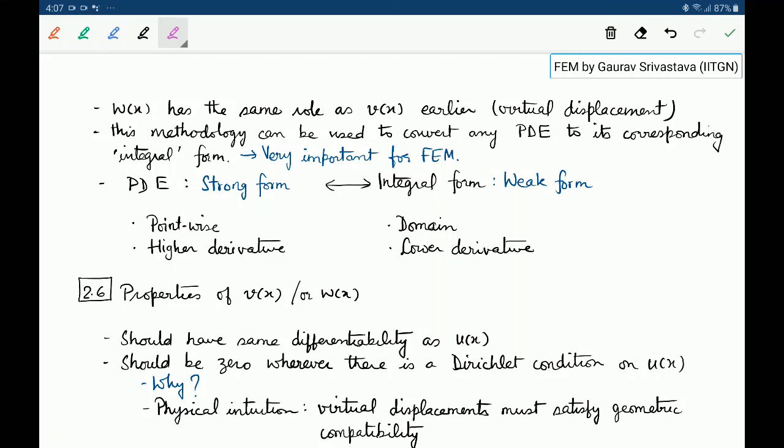And these are some notes which you will see are in line with what we have discussed earlier. But the process which we have followed in going from 1 to 3 is very, very important, because this process can basically allow you to take any PDE and convert it to its corresponding integral form. And in general, this PDE we call the strong form, and the integral form we call the weak form. And why we have that nomenclature, we will see in a while.